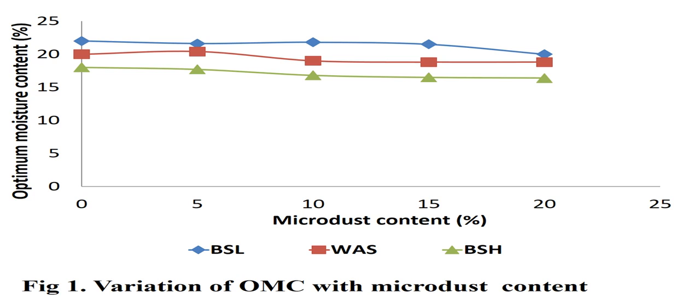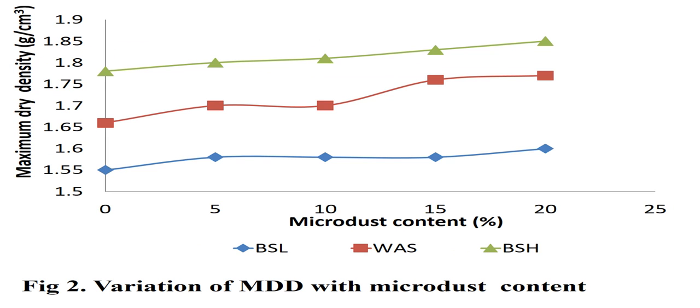Now we can attribute this drop to the filling of voids in the soil by the microdust particles, which filled in the voids and prevented further absorption of moisture. And thus, the optimum moisture content decreased because the soil was unable to absorb more moisture.